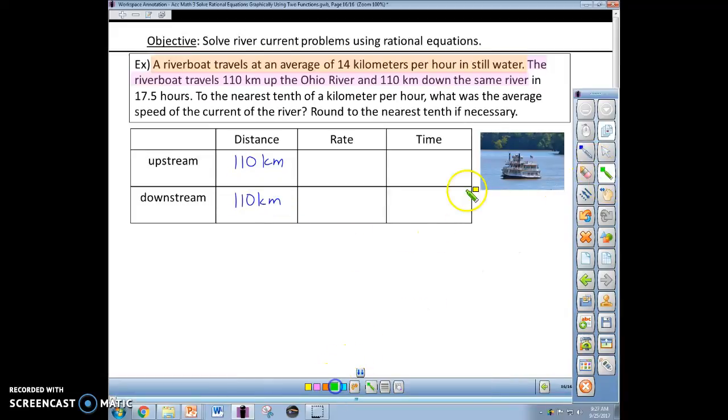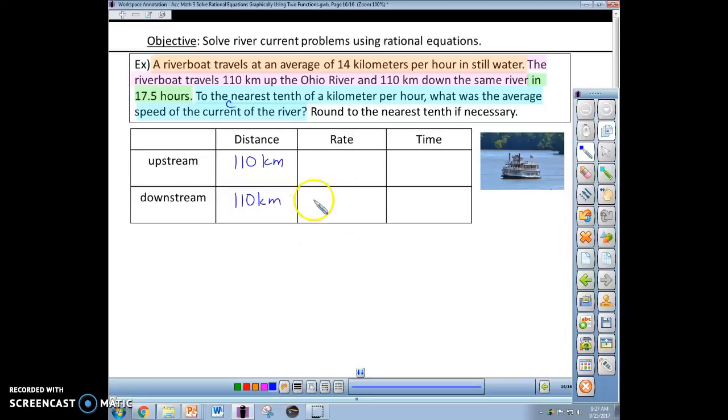Following that, it says in 17.5 hours. That would be our total time, which we'll use later on when we write the equation. And it says here, to the nearest tenth of a kilometer per hour, what was the average speed of the current of the river? So, same type of context here, what we're solving for is the current of the river, the speed of it, its rate. We'll call that C.